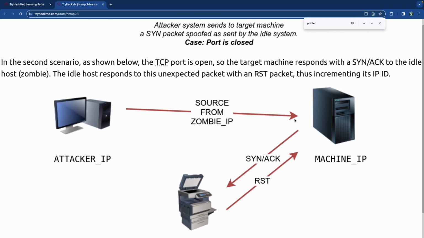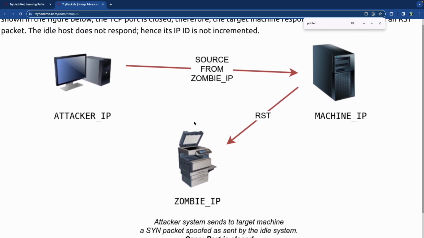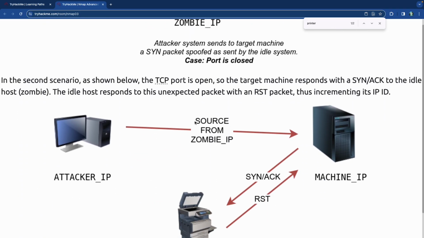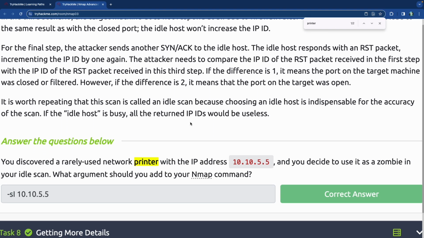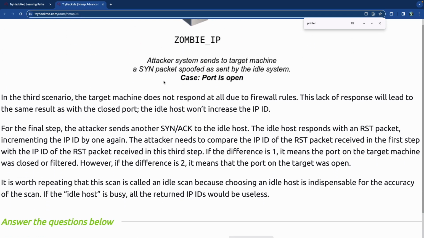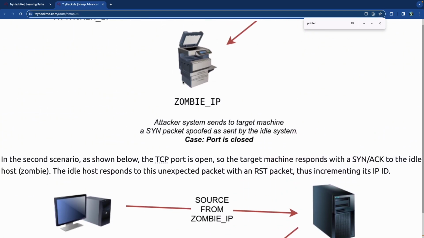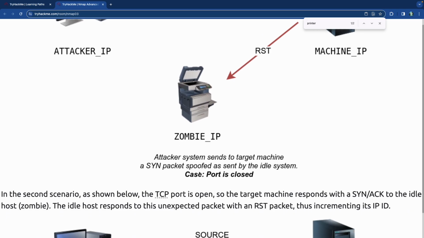But if it actually responds with a SYN acknowledge, and then this one responds back with an RST, the IP ID of this thing is going to increment twice. So it'll go up by 1 digit, I'm guessing. And in that case, you would end up knowing that the port itself was open right here. The port is open. And this one, the port is closed, as it says right here.